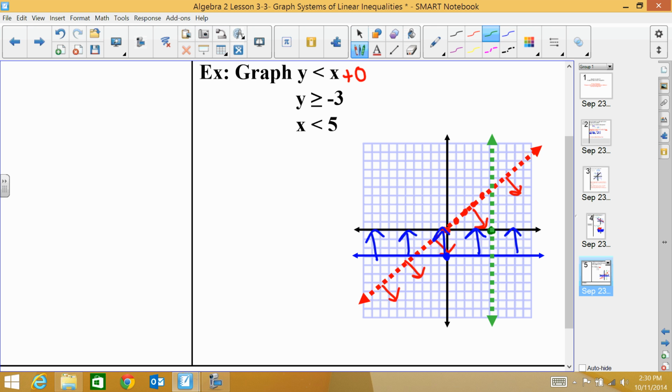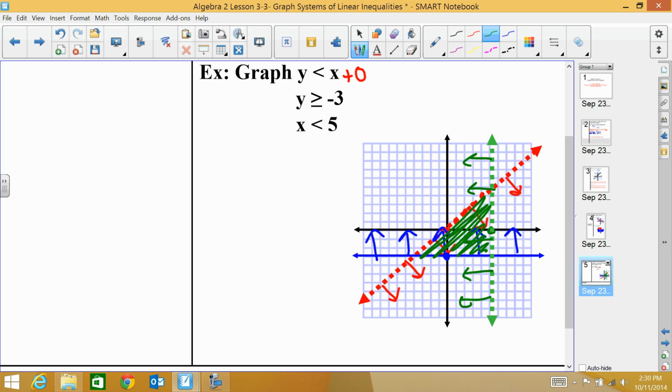And then I have to indicate which way to shade. Well, it says less than, so all the numbers less than 5 would be to the left. So I would have all of these going to the left. So now you can kind of see where the red, the blue, and the green are going to overlap, which is just in this triangle section right here.